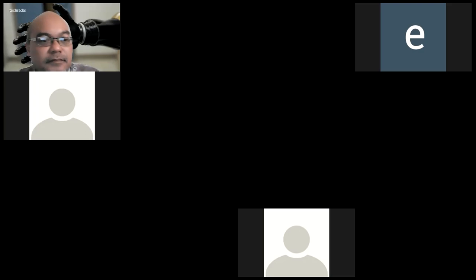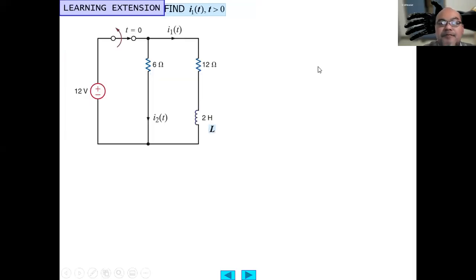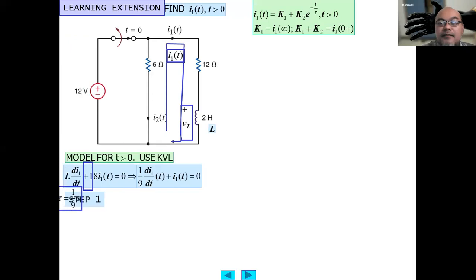And go towards this part, using Thevenin to obtain the model. Okay. Let's skip this.